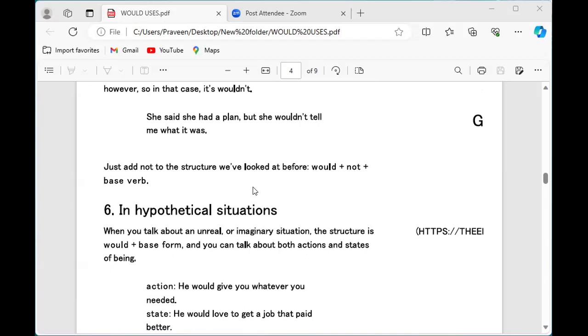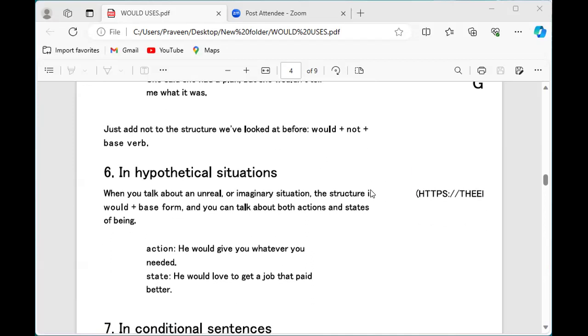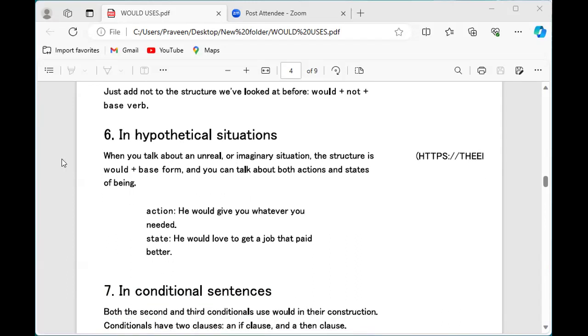Stative verbs are different, like feelings, emotions, and hypothetical situations, which means we imagine. Usually everybody imagines and dreams like that. When you talk about an unreal or imaginary situation, the structure is would plus base form, and you can talk about both actions and states of being. Action: he would give you whatever you needed.